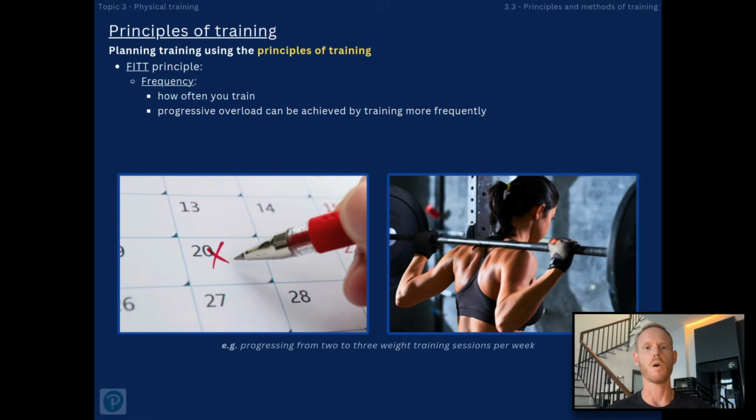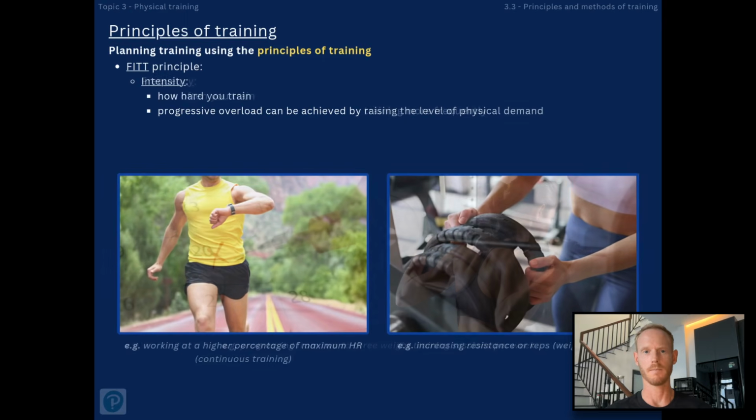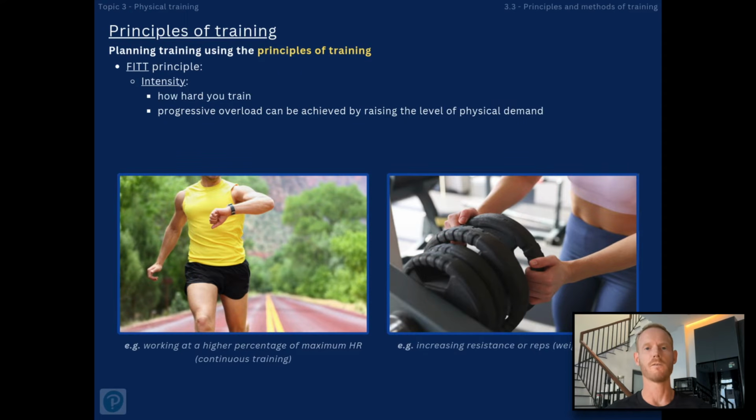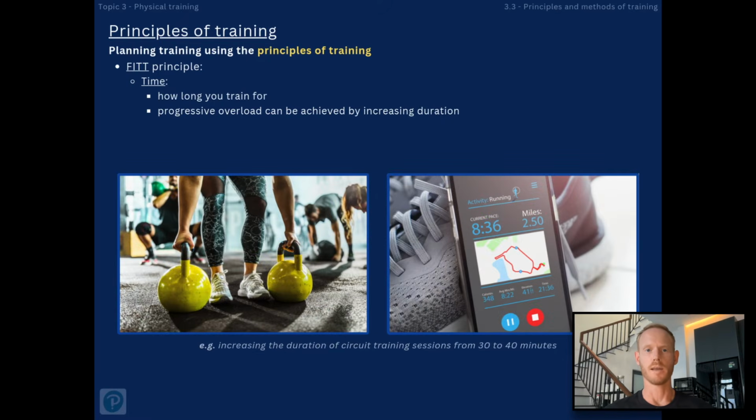Frequency refers to how often you train. Progressive overload can be achieved by increasing the frequency of training. For example, progressing from 2 to 3 continuous training sessions per week. Intensity refers to the level of physical demand. Progressive overload can be achieved by gradually working harder over time. For example, working at a higher percentage of your maximum heart rate, increasing resistance or reps, or reducing rest periods between sets.